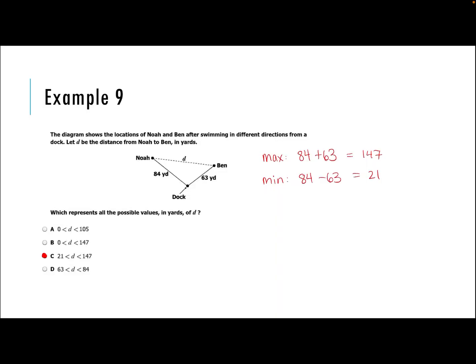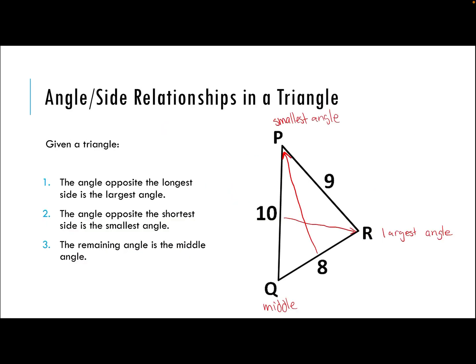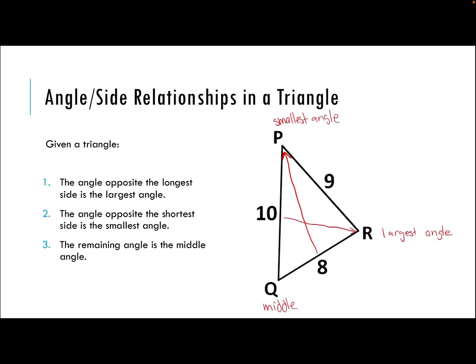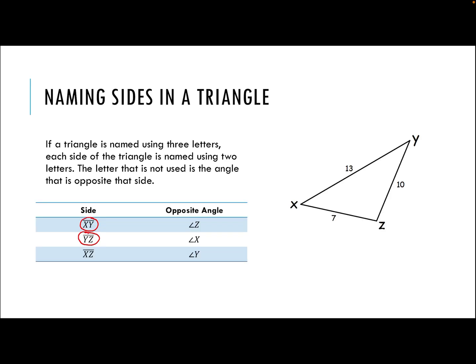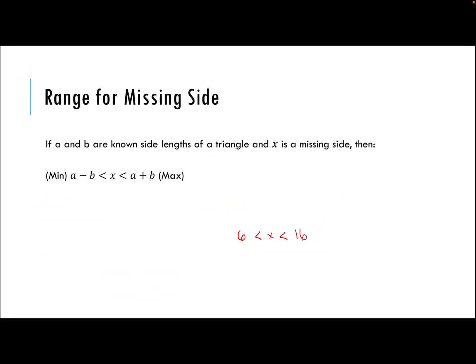All right, so that concludes our video on the triangle inequality. A quick review of what we covered. First, given three angles in a triangle, the longest side is opposite the widest angle. The shortest side is opposite the most narrow angle. Given three side lengths, the widest angle is across from the longest side. The most narrow angle is across from the shortest side. And then we had the actual triangle inequality, which says that three lengths can form a triangle if and only if the sum of the two smallest sides is greater than the largest side. And to find the missing side given two side lengths, you add them to get the maximum, you subtract them to get the minimum, and those are your boundaries.